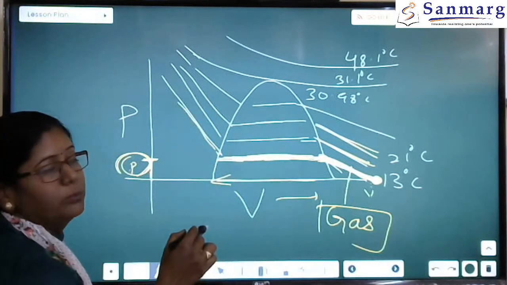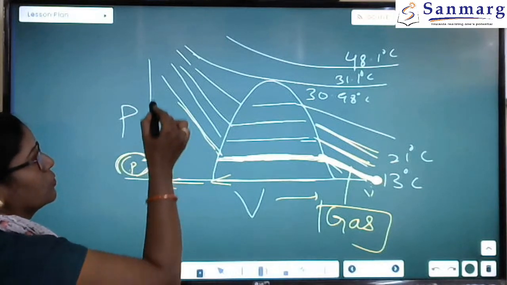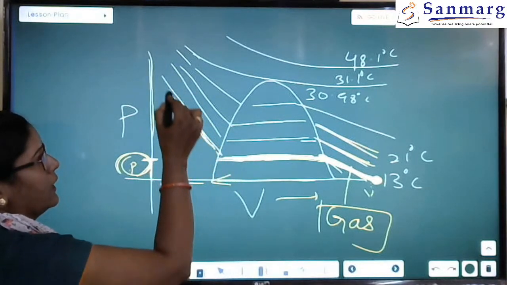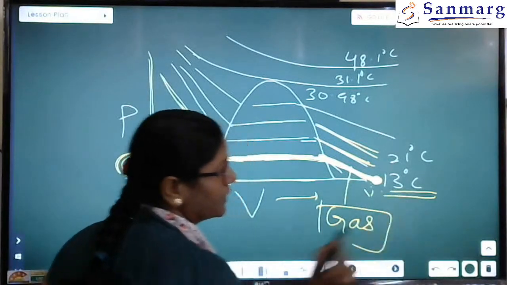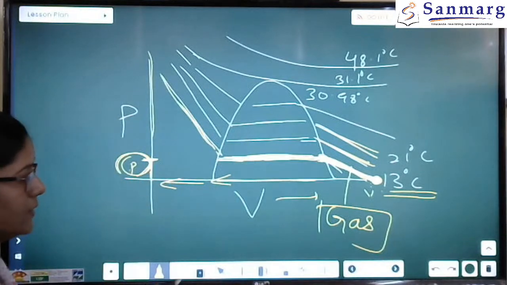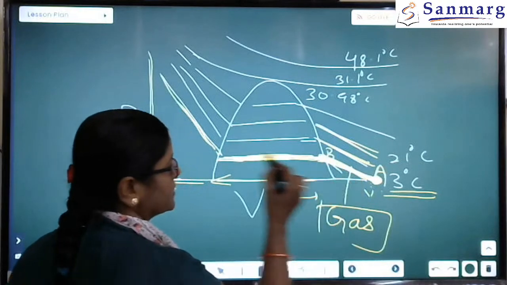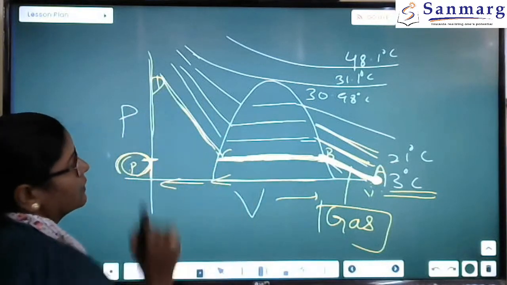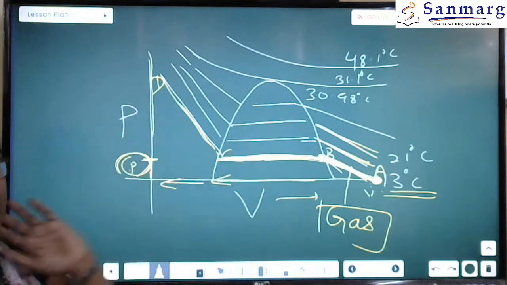Further, volume decreases again. Again volume decreases, pressure goes on increasing. Pressure increases. Okay, you will get such a curve at 13 degrees Celsius. This part is called A, B, C, D. We name these the A, B part, B, C part and C, D part.